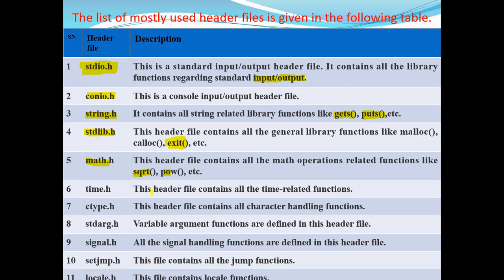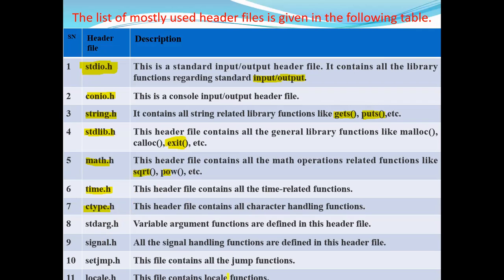Time.h. This header file contains all the time related functions, to display the time, to copy a time, to change a time, all these things will be there in time.h. Next is ctype.h, that is, the header file that contains all the character handling functions, single character handling functions. So you have to use this ctype.h.